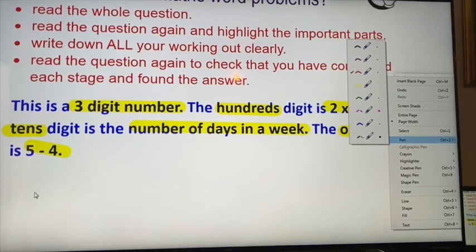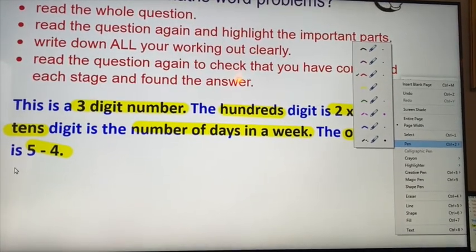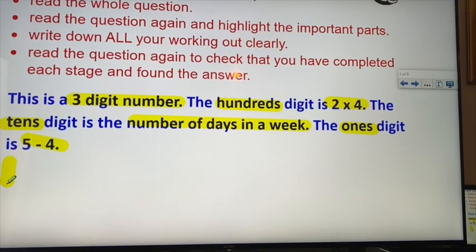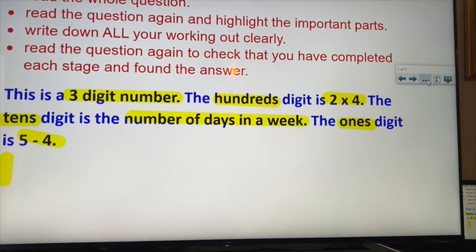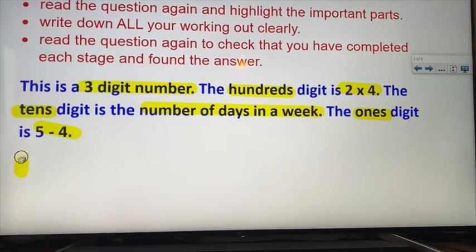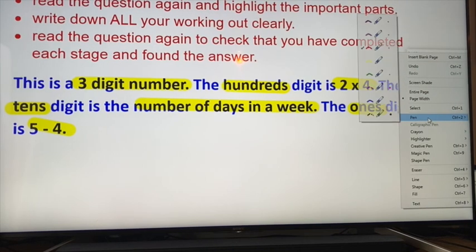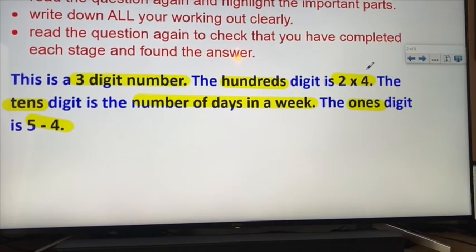Okay, so I'm thinking to myself, okay, 3-digit number. That means I am going to need, excuse me, slight technical hitch. So I am going to need, where's my pen? Please work this time. Thank you.